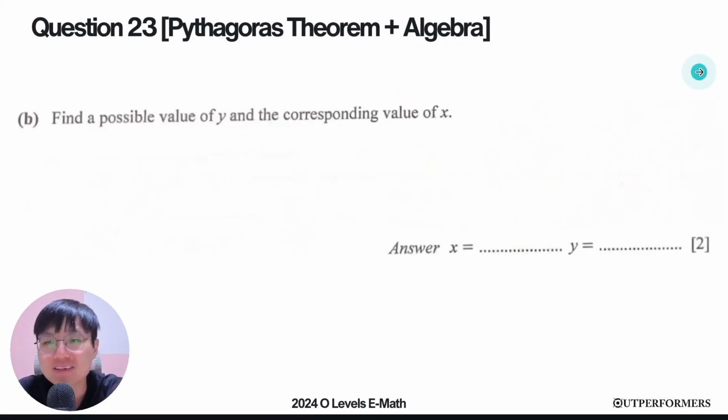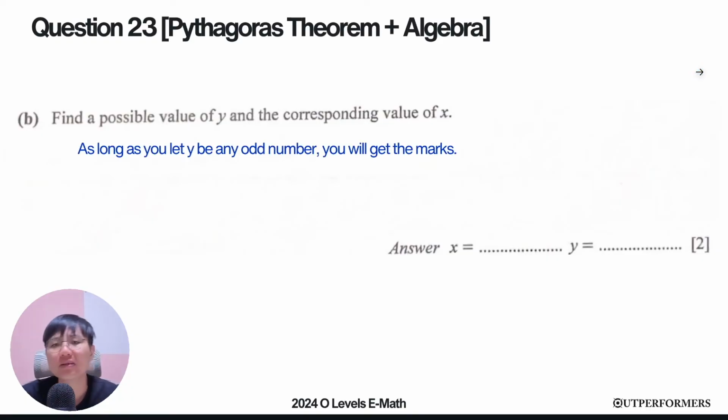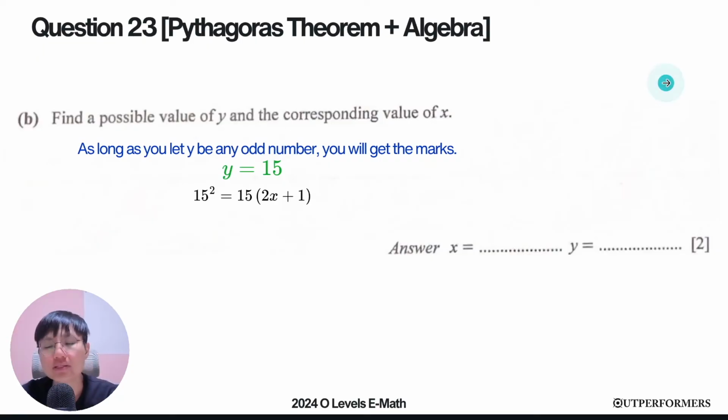Next, part B. Find a possible value of y and the corresponding value of x. So, possible value of y, we do know now that y has to be an odd number. So for any odd number you throw in, you should be able to get your answer already, right? So in this case, I'm going to let y be equal to 15. I'm going to insert it into our y square equals 15 times 2x plus 1, because this allows us to find x as the answer.